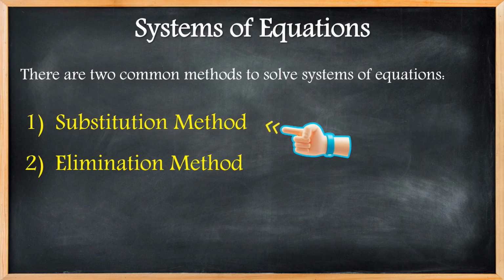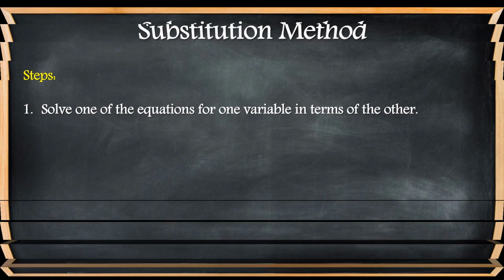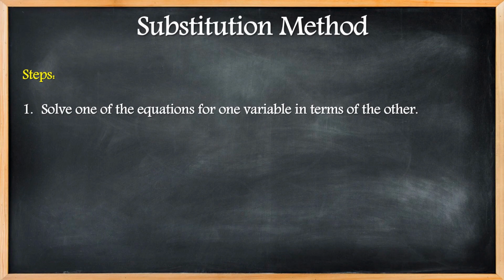Substitution method. This method involves solving one equation for a variable and substituting that value into the other equation. Elimination. This method focuses on adding or subtracting the equations to eliminate one variable, making it easier to solve for the other. Let's take a closer look at the substitution method for solving a system of equations.